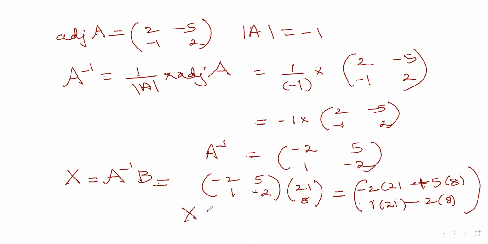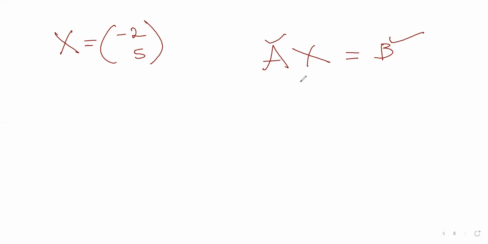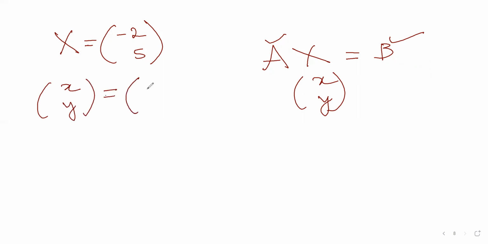So what will be X matrix? Minus 2 into 21 is minus 42. Minus 42 plus 40, and here down it is 21 minus 16. So that will be minus 2 and plus 5. That is matrix X. But what is X? When I defined AX equal to B, remember, A is the matrix of coefficients, B is the matrix of constants, X is representing the variables, the unknowns. And I've precisely got them in the order required. So x is negative 2 and y is 5.